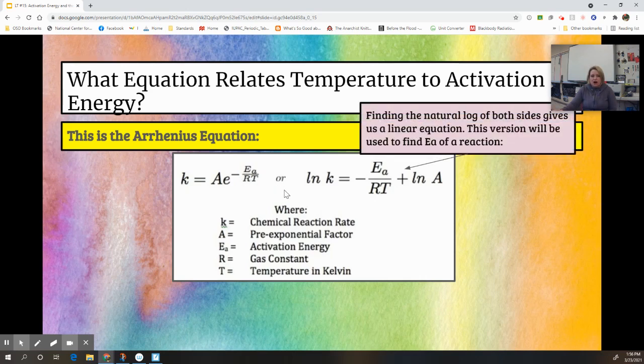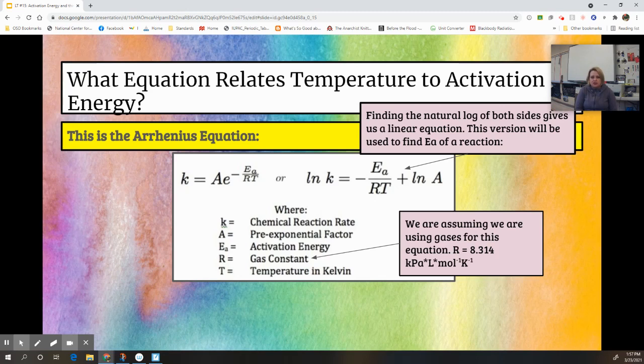If I take the natural log of that equation on both sides, I will end up linearizing the equation into the form of y equals mx plus b. So if I take the natural log of both sides, I'll have the natural log of the rate constant equals the negative activation energy divided by the universal gas constant times temperature in kelvins, plus the natural log of my pre-exponential factor, which I'll talk more about in just a moment.